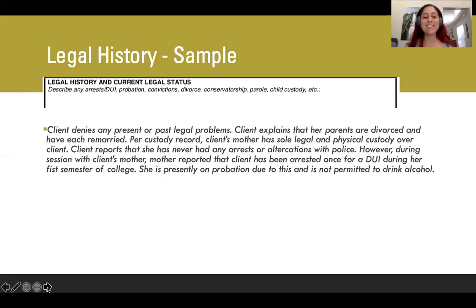So per custody record, client's mother has sole legal and physical custody.